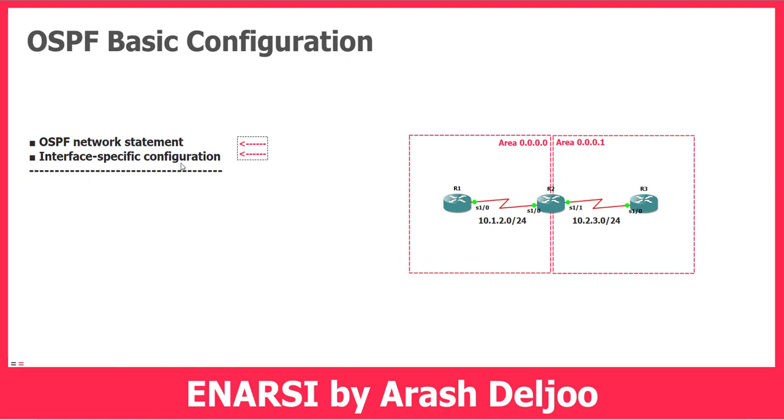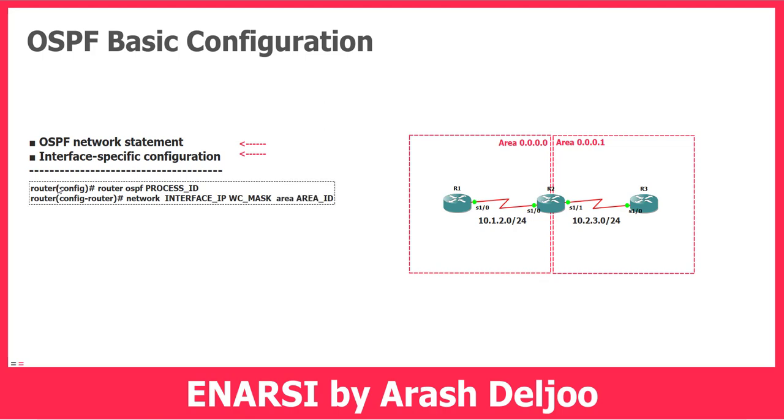First, let me talk about the OSPF network statement method. The configuration of the OSPF network statement can be done with the router command: router OSPF, then process ID. I will talk about the process ID. And then we will go to router config router mode. Here you should use the network command, then the interface IP, then the wildcard mask, and then the area ID.